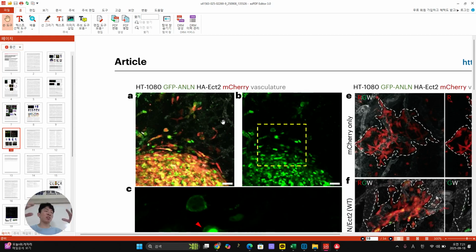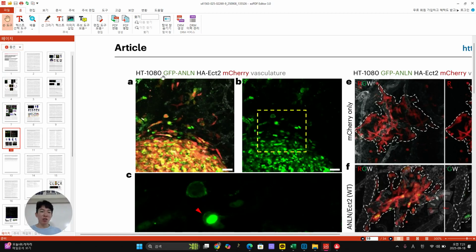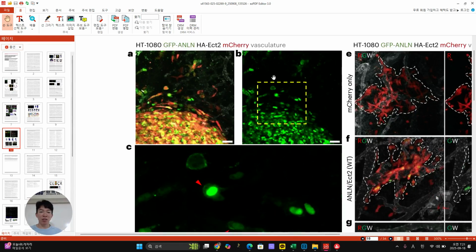Here, they want to focus on cancer cell invasion. Invasion means when cancer cells migrate to normal tissue, we just call it invasion. But invasion is also the same phenomenon as migration. So here, H210, their cancer cell, and GFP anillin in green color, and they are adding Act2 more, and mCherry, and then vasculature. So let's see.